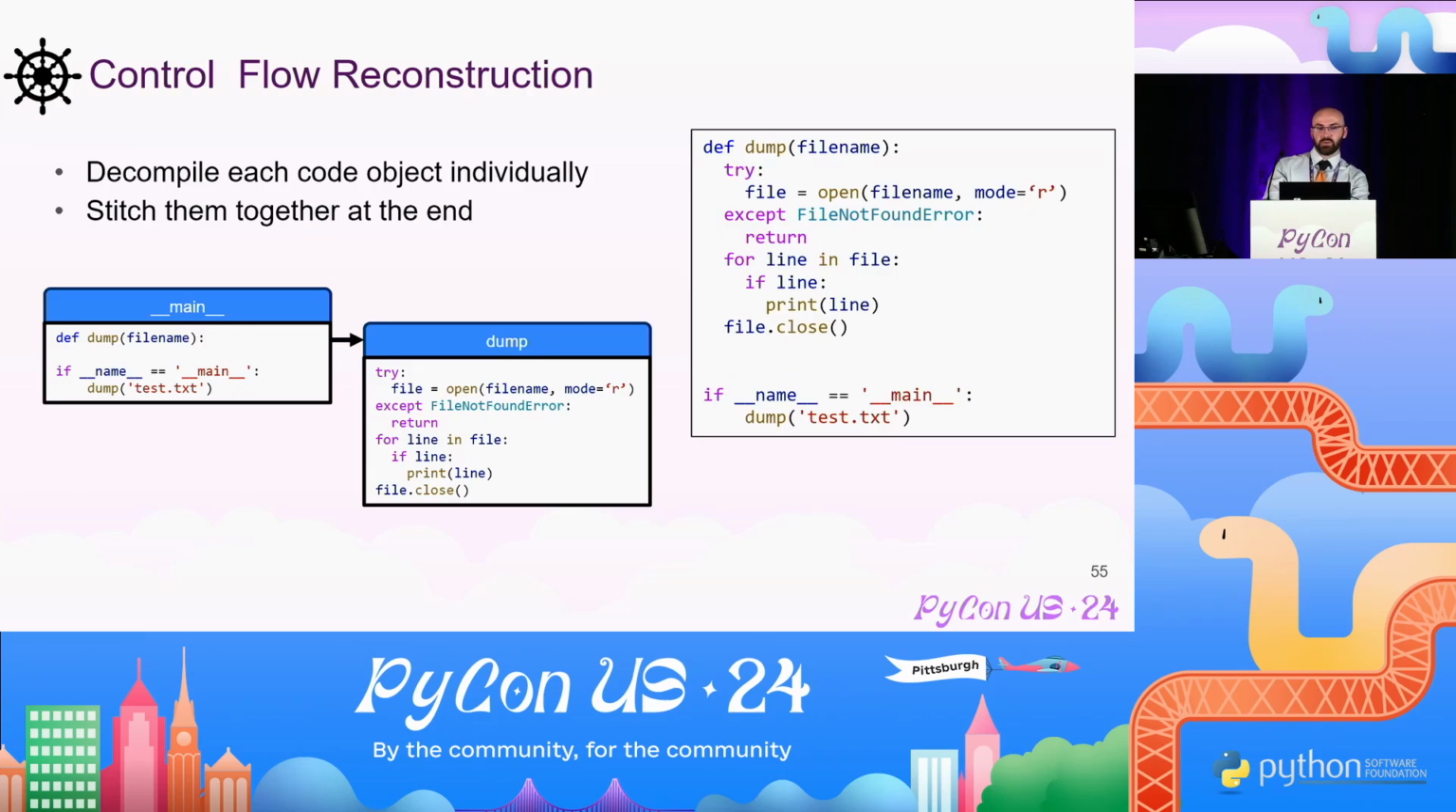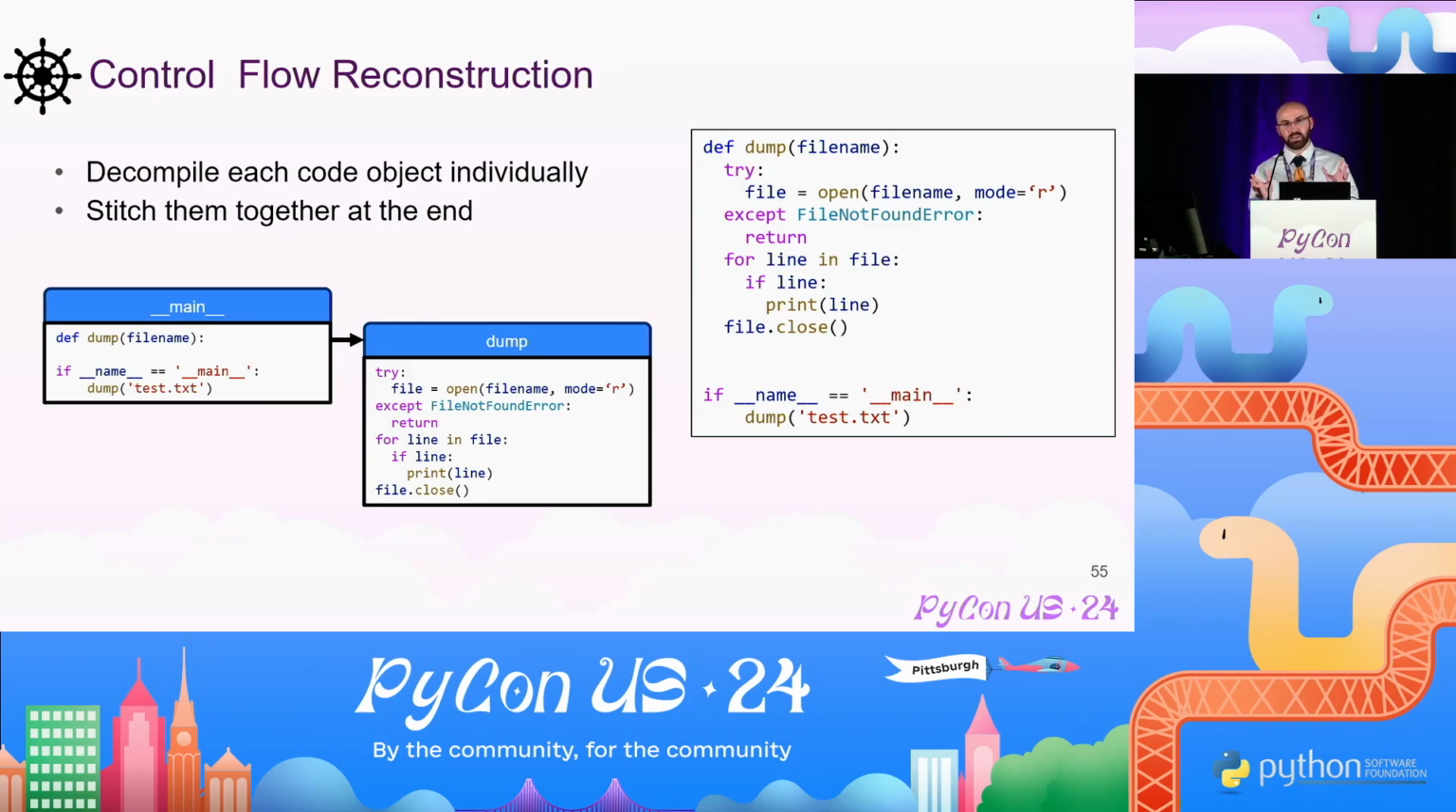First, even though we already have the code for the dump code object, we want to place it in context. We want to finish the whole PYC file and not just do one code object. So we will decompile each code object independently. So now we have the code for each of the code objects. So we have main, we have dump.